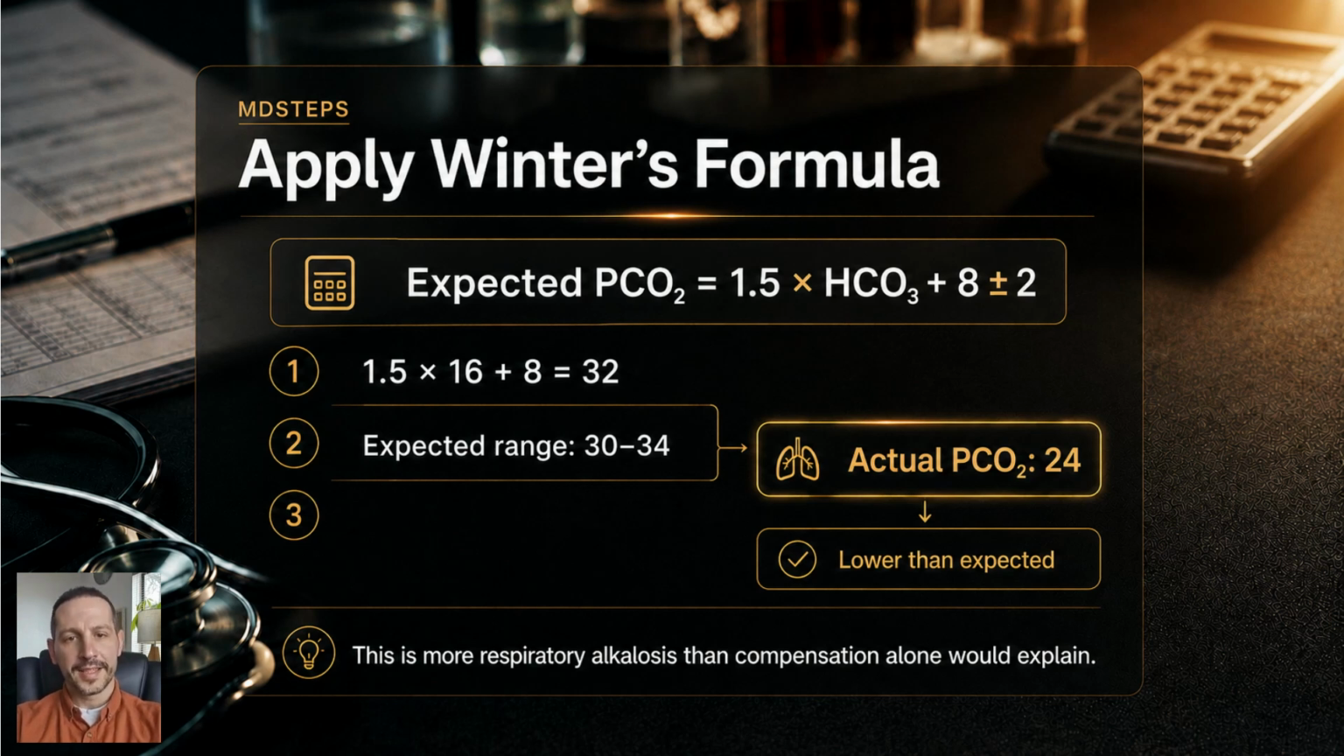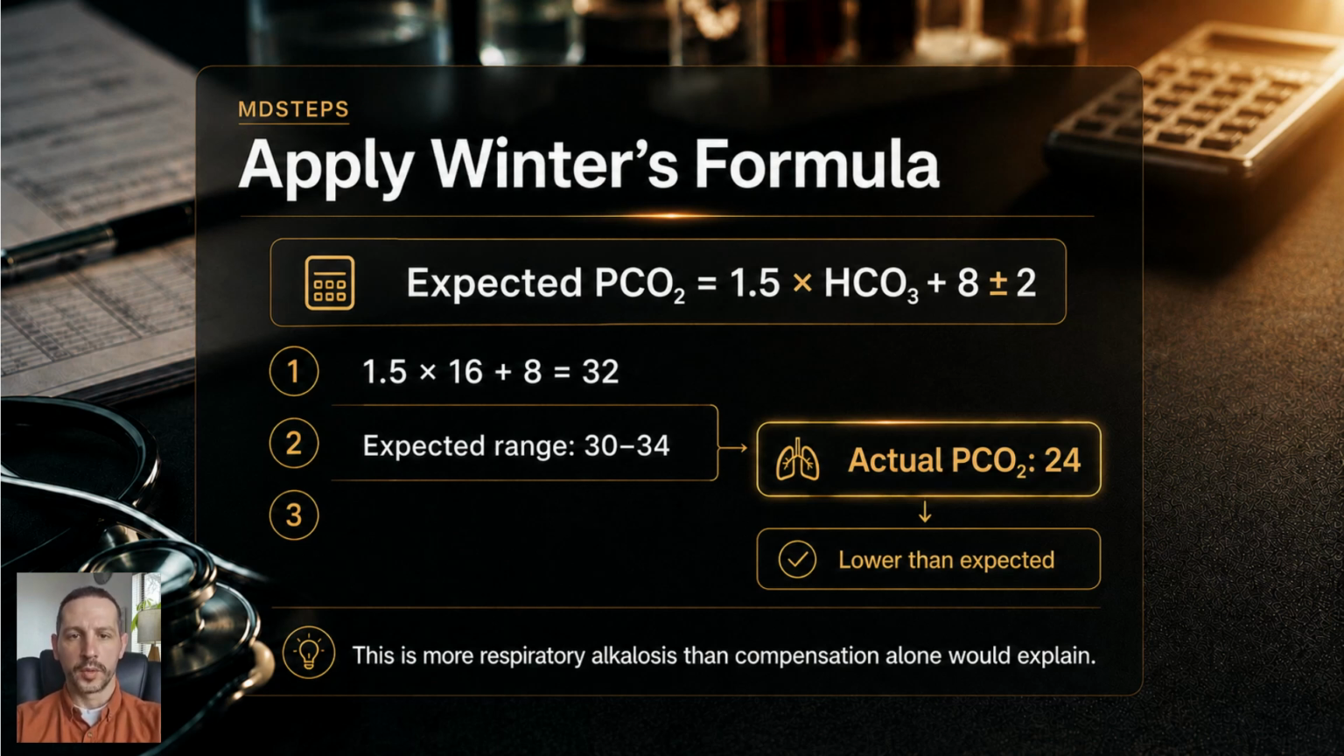For metabolic acidosis, the expected carbon dioxide is approximately 1.5 times the bicarbonate plus 8, with an acceptable range of plus or minus 2. Her bicarbonate is 16. 1.5 times 16 is 24. Add 8. The expected carbon dioxide is approximately 32 millimeters of mercury. An acceptable range would be roughly 30 to 34. But her actual carbon dioxide is 24.